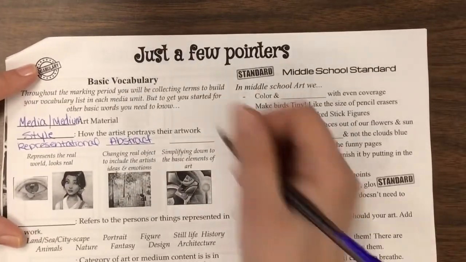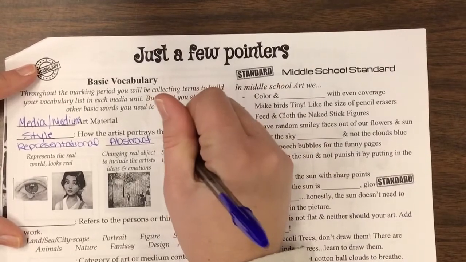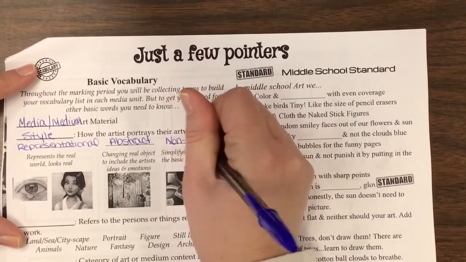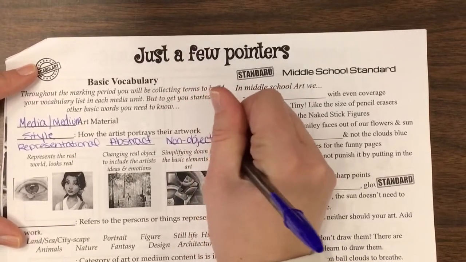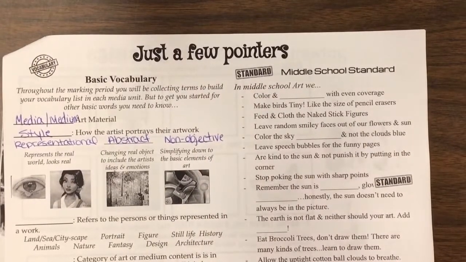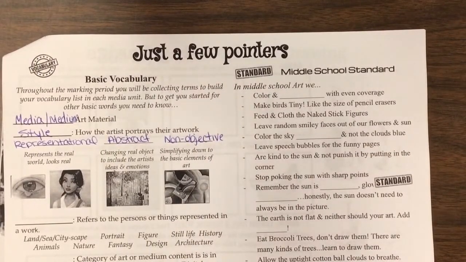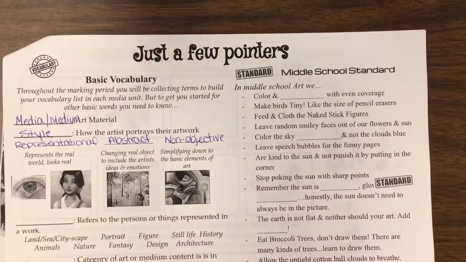The next one is called non-objective. All right, non-objective is, it doesn't look like anything, all right? It's more like patterns, designs, feelings, all right? Maybe if you stare at it long enough, it might start looking like something, but for now, it's more design, okay? So those are the 3 styles that I want you to know.